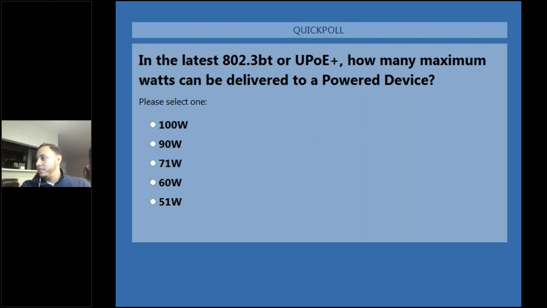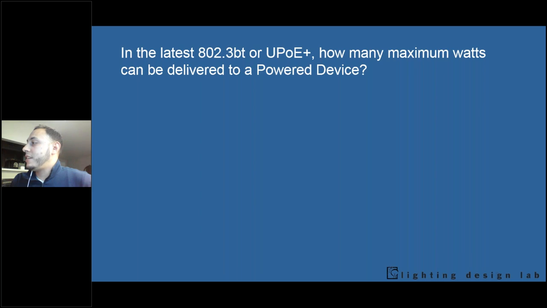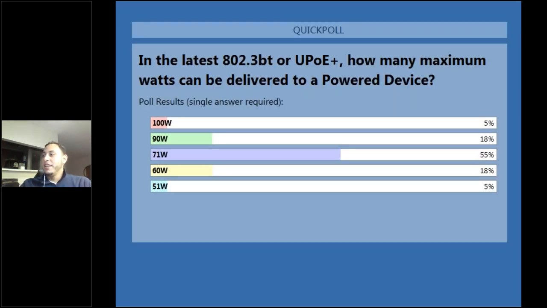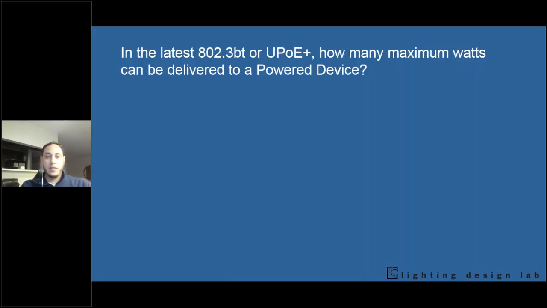Thank you, people, for voting. I think most people got the two answers that I was looking at. It's over halfway. I'm going to wait for like 3-5 more seconds. All right, thank you everybody for voting. And overall, the majority did get the correct response. The latest PoE standard, 802.3BT or Cisco's Universal PoE Plus, delivers 71 watts to powered devices. So again, thank you for voting.